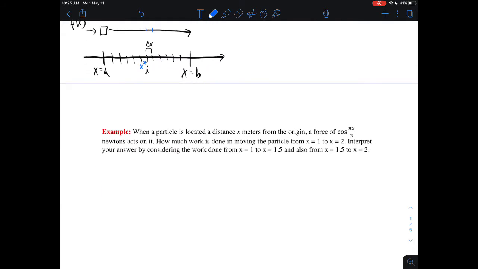When a particle is located a distance x meters from the origin, a force of cosine of pi x over 3 newtons acts on it. How much work is done in moving the particle from x equal 1 to x equal 2? Once we find that, interpret your answer by considering the work done from x equal 1 to x equal 1.5, and also from x equal 1.5 to x equal 2.